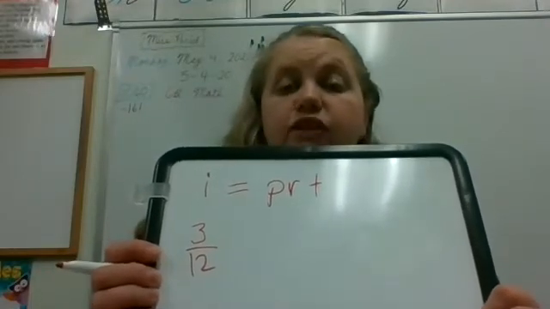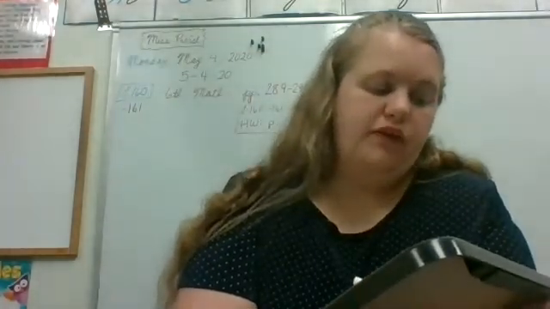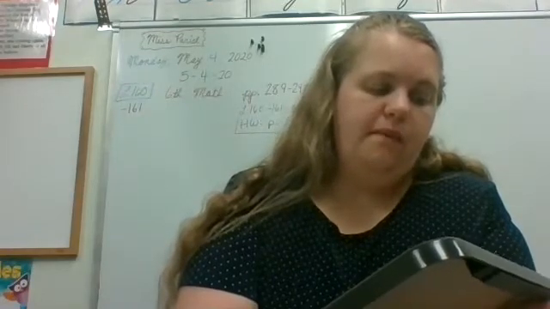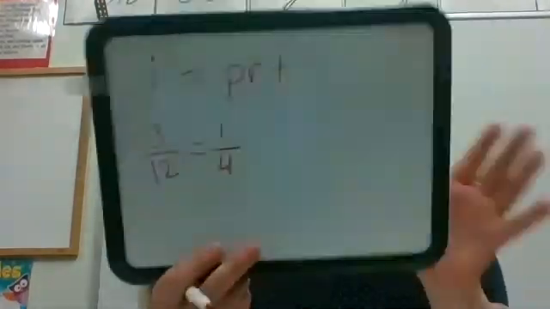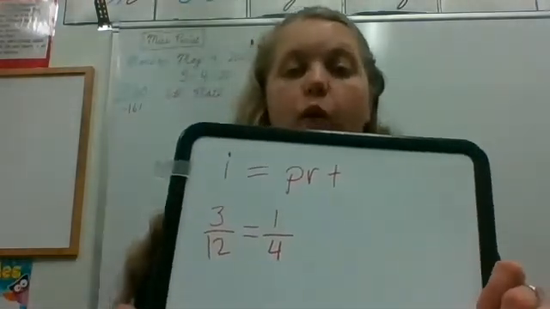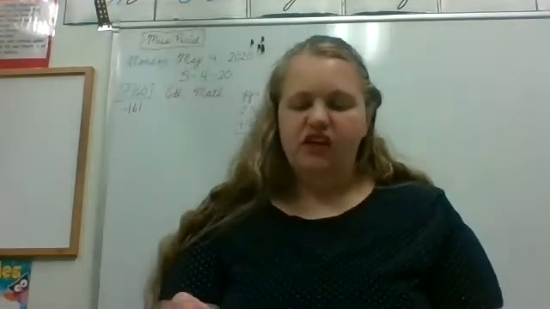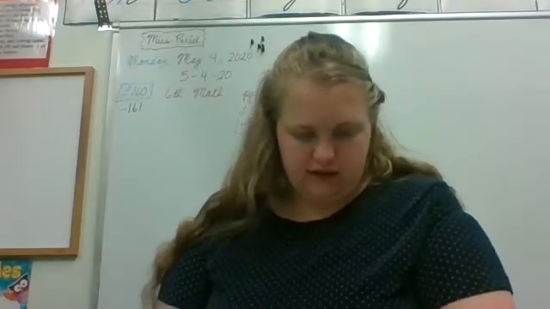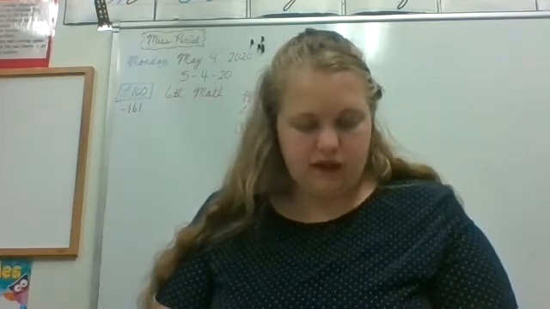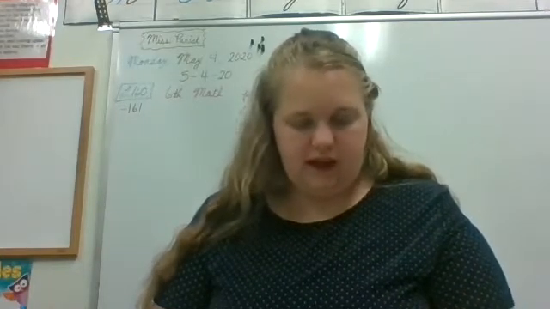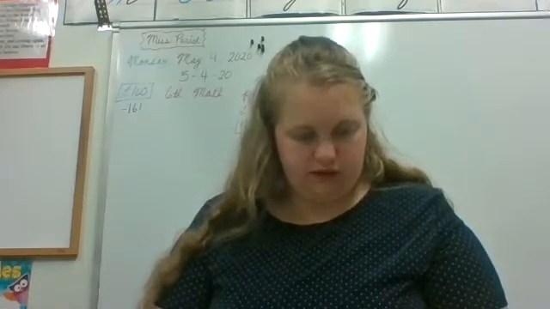All right, we can reduce this fraction, dividing both top and bottom by 3. 3 divided by 3 is 1. 12 divided by 3 is 4. So it's 1/4, which is for 1/4 of a year. So when we have this in our formula, I equals PRT, and then I equals 3,000 times 0.15 times 1/4.